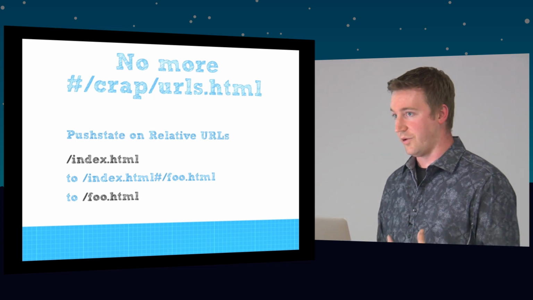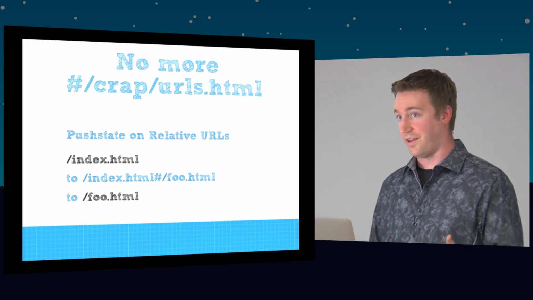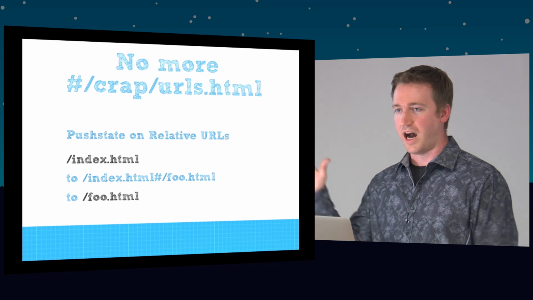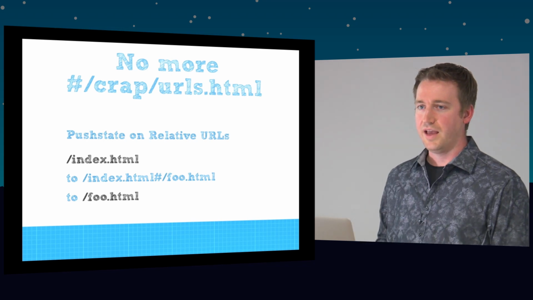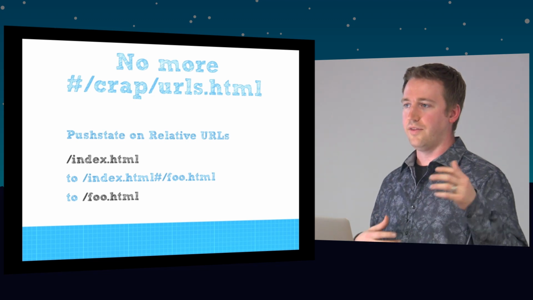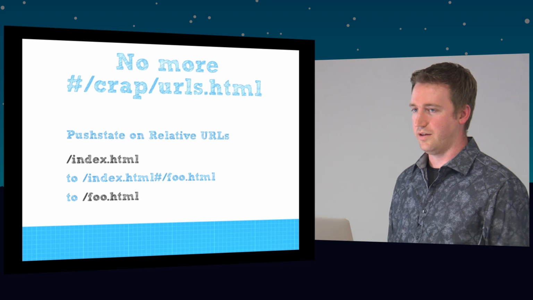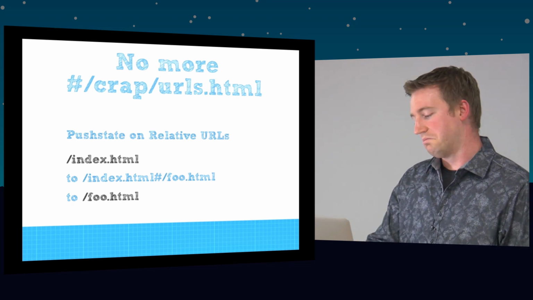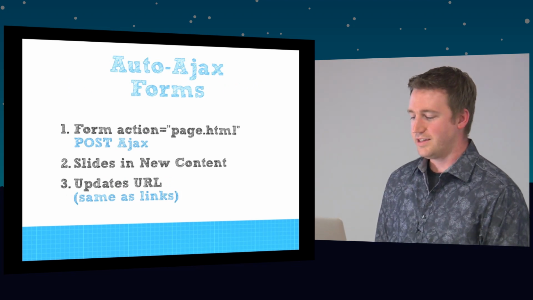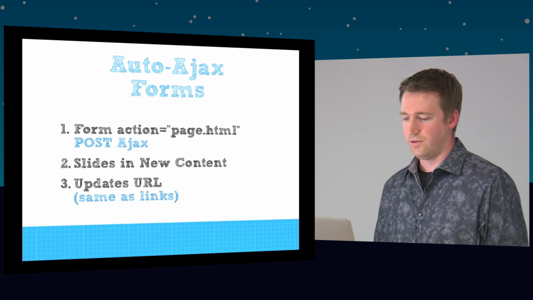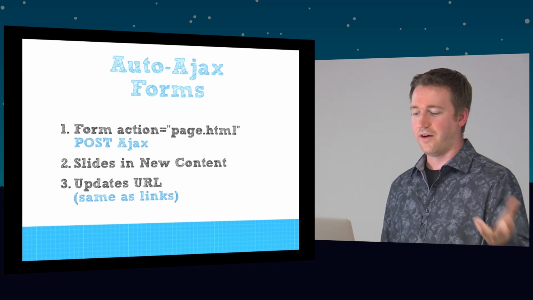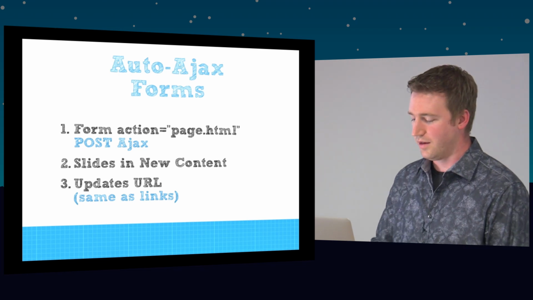Where this is nice is if you are on an old Android phone or a browser that doesn't support pushState, and you go to the new page, in this case foo.html, and you copy that whole path and send it to your friend, it will actually still work. It will load in index.html, and then on the new browser, it'll push foo.html into your URL bar. So it works with the web. Forms are auto-Ajax as well. So if you post to page.html, whatever the response is, it will pull that in as well.